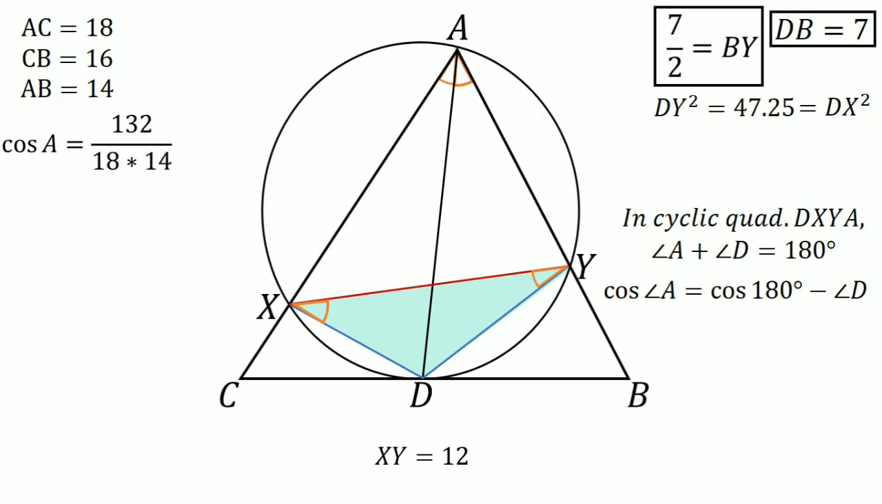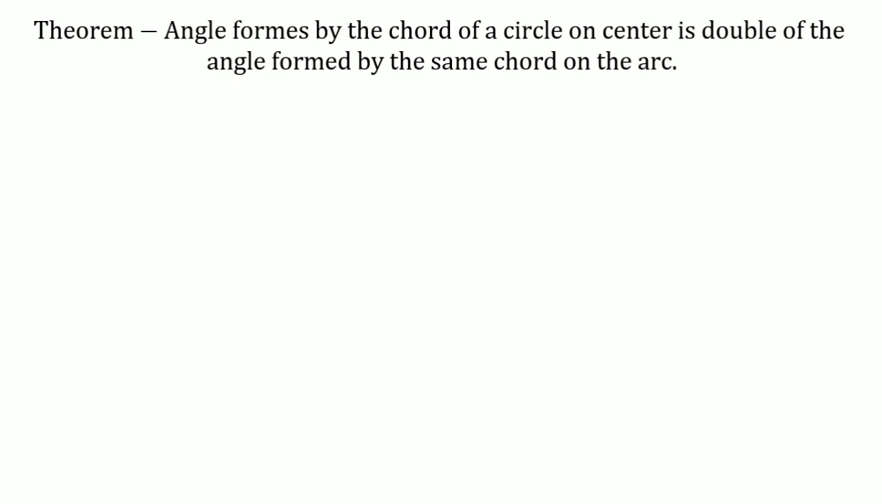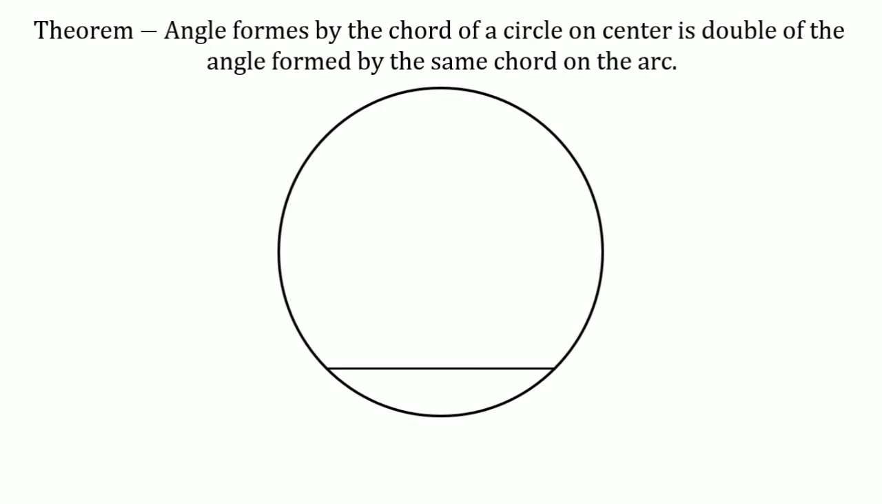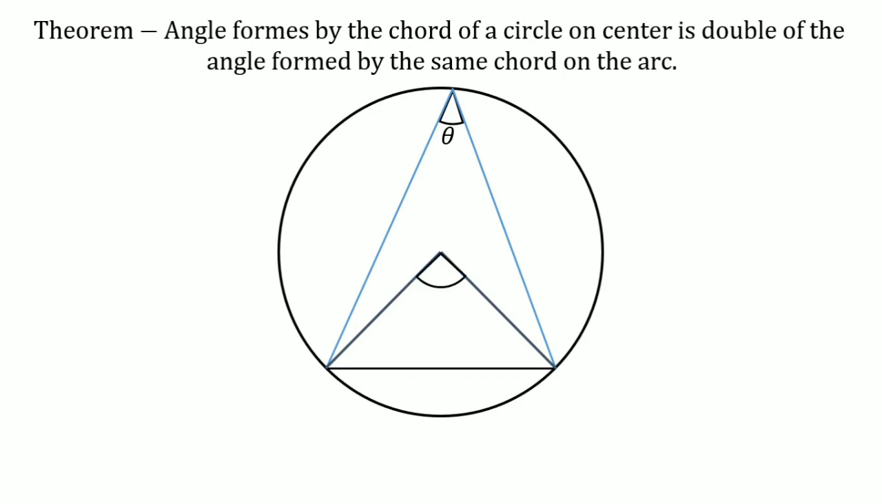Now we have found XY, but for finding our radius, we need to again learn a theorem. This theorem says the angle formed by a chord of a circle at the center is double the angle formed by the same chord on the arc. So if we have a circle and a chord, and we draw lines from the chord to the arc, then consider this angle to be theta. If we join lines from this same chord to the center, then the angle formed by these lines is 2 theta.